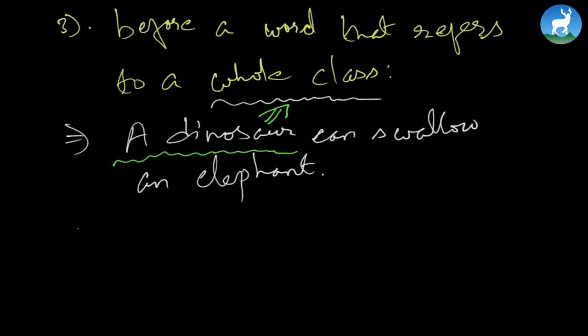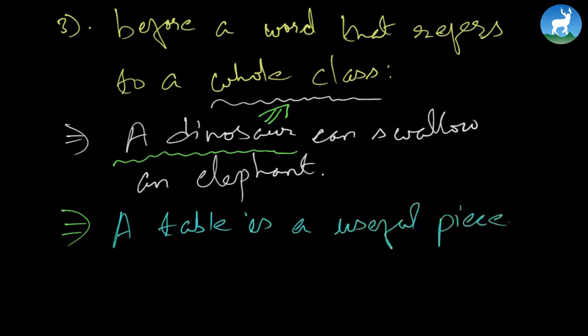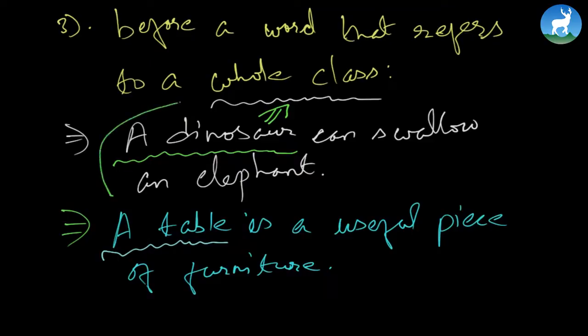That's why, again, in this kind of application, we use a. As we move further, and again we have a table. Table is a useful piece of furniture. Now, can you specify what a table here, what does it say? This table here is talking about the whole class of tables. It represents, let's say, in one way, all tables. All or any table is a useful piece of furniture.